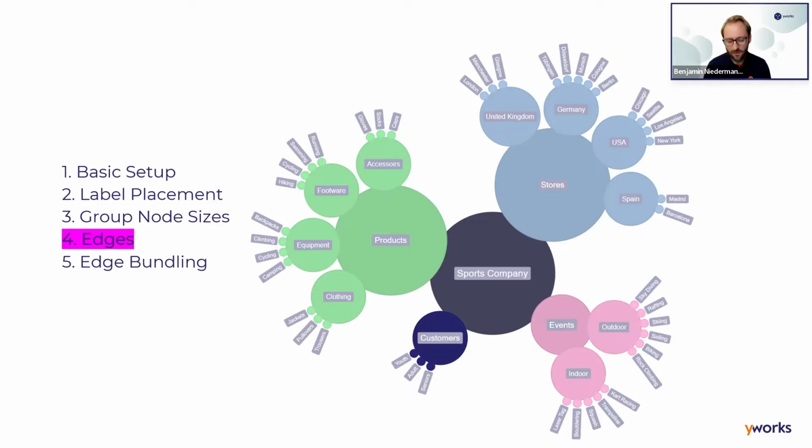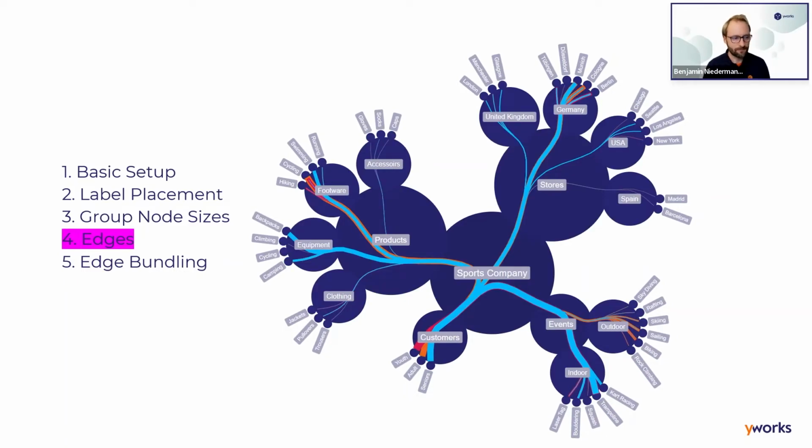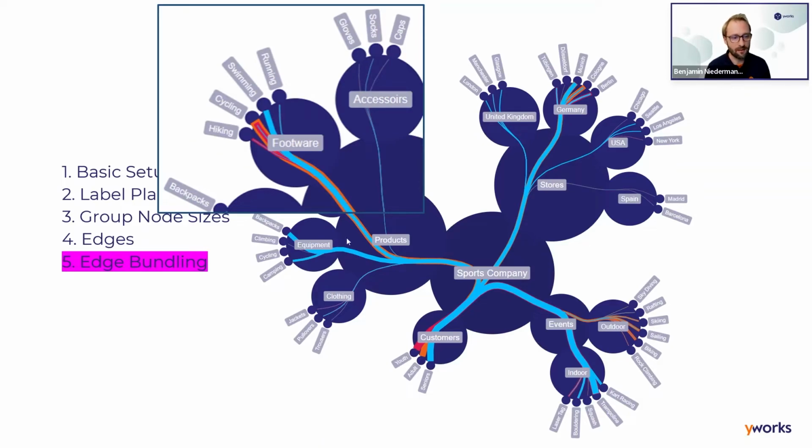But maybe you already have noticed that there are some problems still with these edges. Namely, if we have a look at this node, for example, you may have noticed that the edges lie on top of each other so that we cannot distinguish these edges. And this is what I would like to fix. And for that purpose, we can use the edge bundling of the Cactus Group Layout.